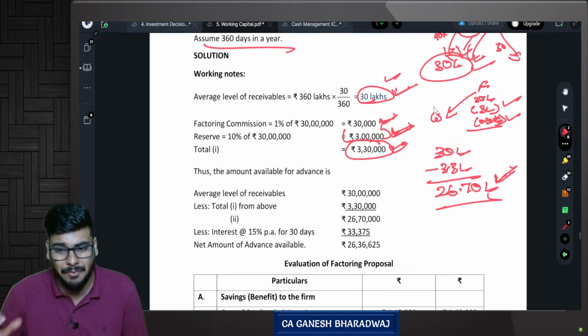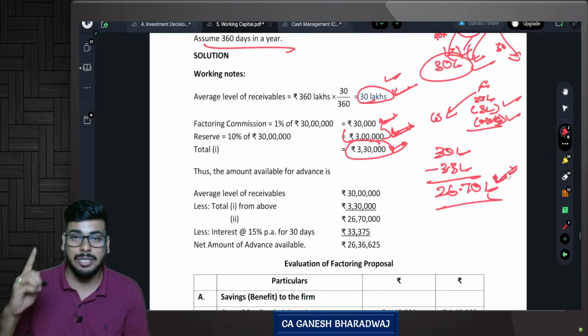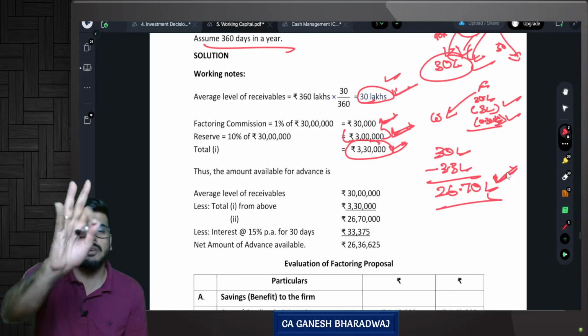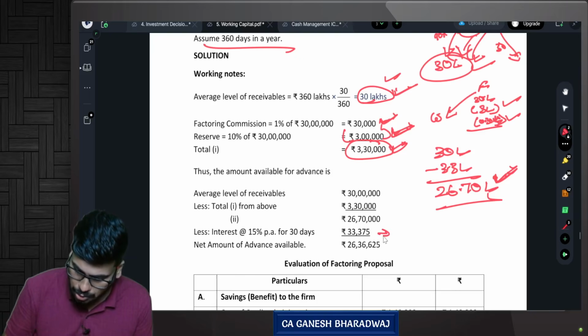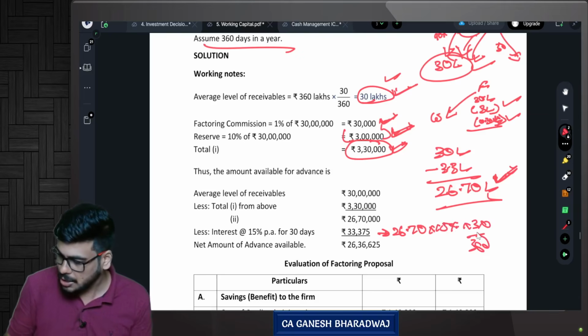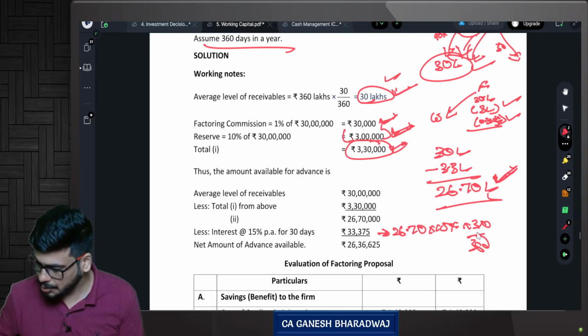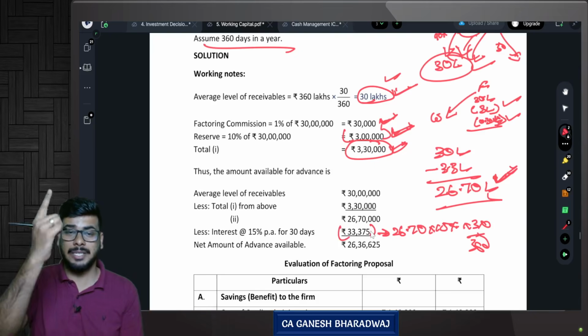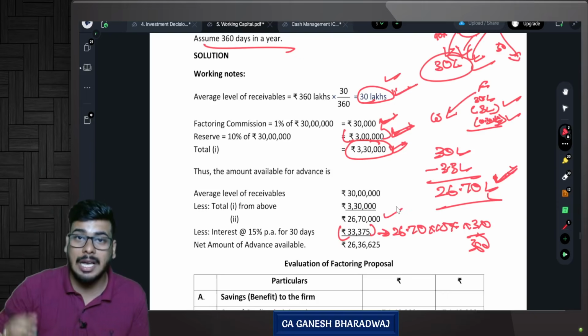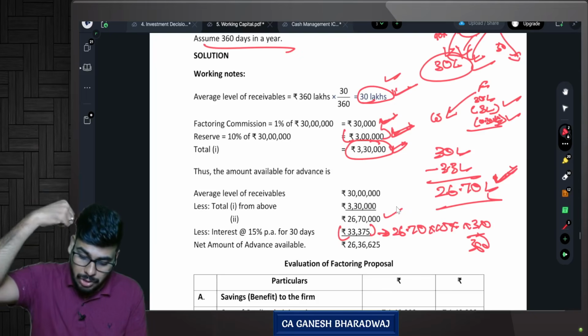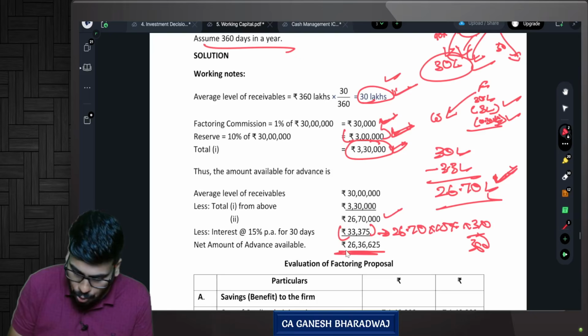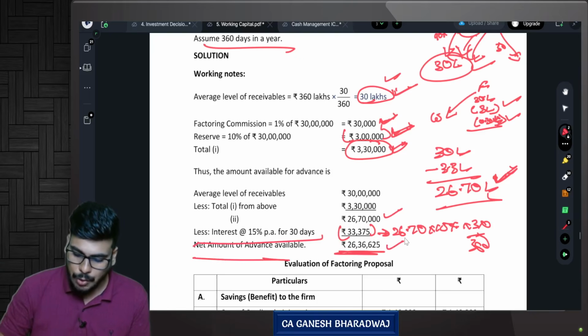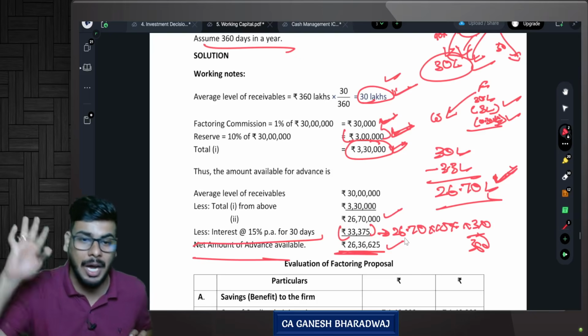So now how much amount is this factor funding him? Today itself, he's ready to pay 26,70,000. So what is the interest applicable on that? He's going to fund only for 30 days, correct? So this is going to be 26,70,000 into 15 percentage into 30 divided by 360. How much is this going to be? 26,70,000 into 0.15 into 30 upon 360. So this is going to be 3,375 rupees. This is payable as interest. So he's saying from this amount that I'm going to disburse to you, the interest also I will deduct upfront. So the net amount that I will release today is going to be 26,36,625. Are you clear with this calculation?